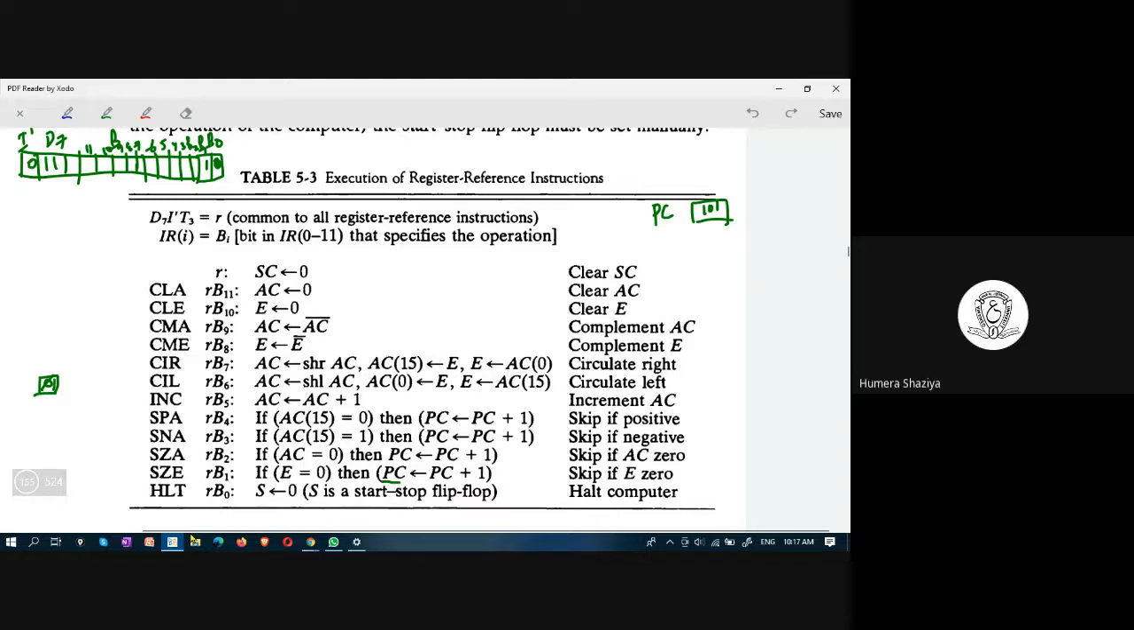Further, SZA means skip if AC is 0. If AC is equal to 0, AC is again a register. In this register, if all bits are 0, PC is incremented. Here PC value, whatever it contains, gets incremented, which implies that the present instruction is not executed. However, the subsequent instruction would be executed.